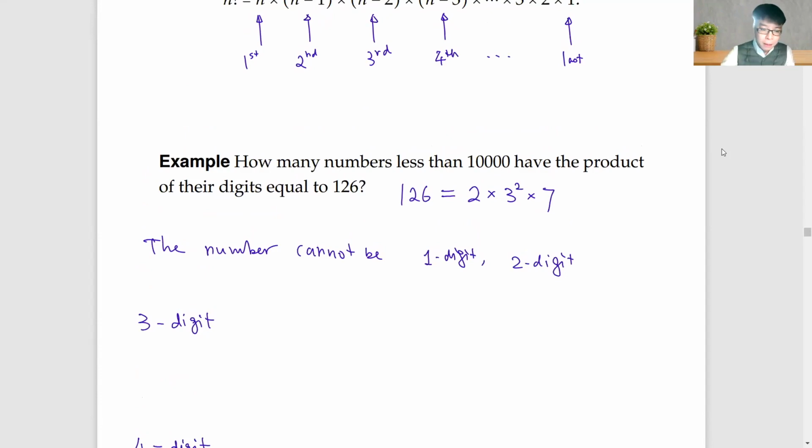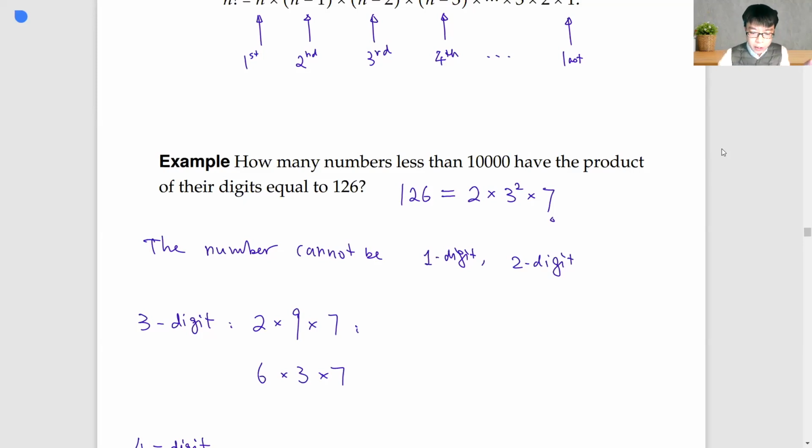So we consider the product of 126 as three numbers. There are basically two cases. First, we know that 7 cannot be multiplied by 2 or 3, otherwise it's bigger than 9. So 7 should be isolated. And the 2 and the 3 could be multiplied or separated. Let's consider two cases. 2 times 3 squared, which is 9, and 7. This is one way. And this is another way, with 2 and 3 combined: 6 times 3 times 7. We don't have more.